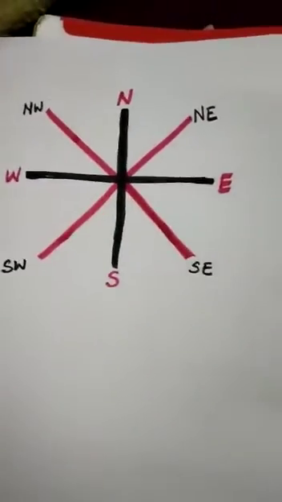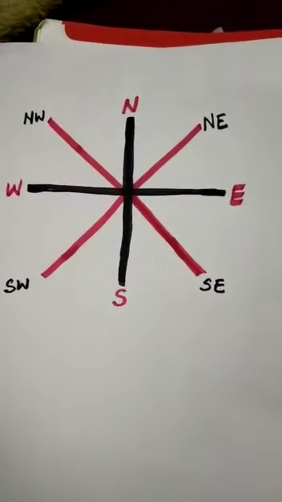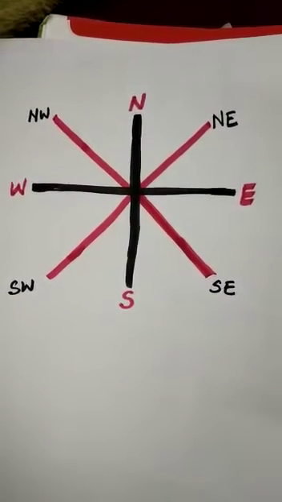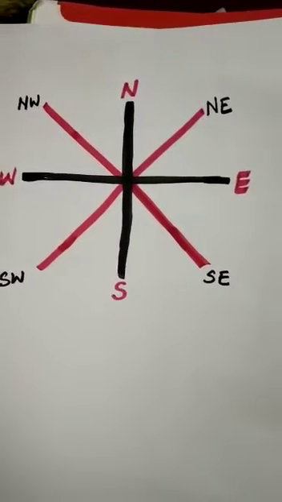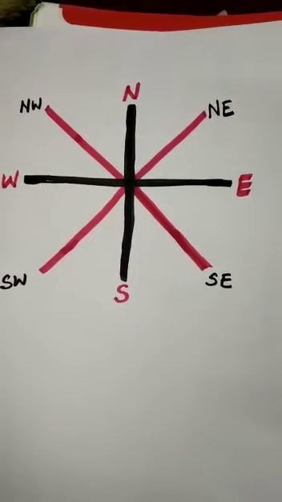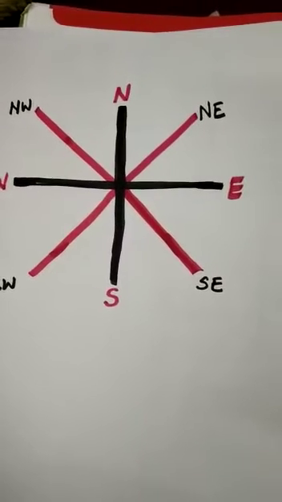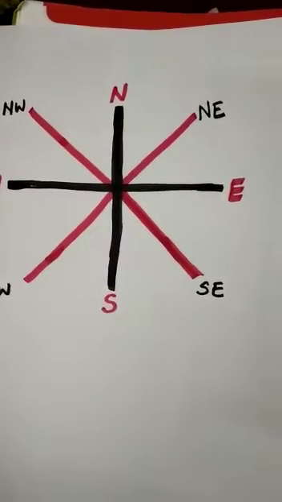I can show you here on a piece of paper, I have drawn, see, we are having north, south, east and west. They are drawn with the black marker. Fine. And these are called cardinal directions. Cardinal directions are the main directions.